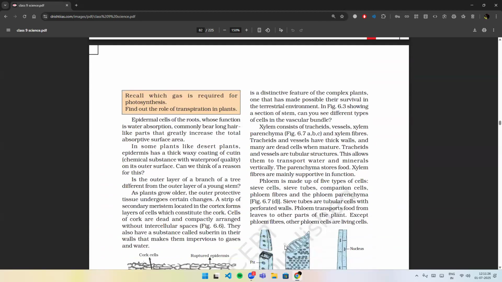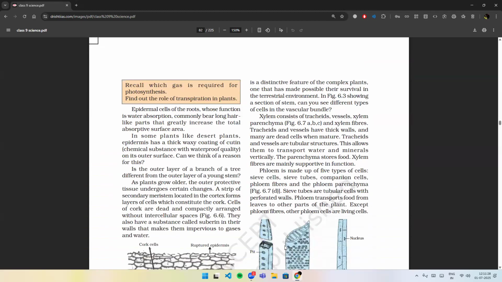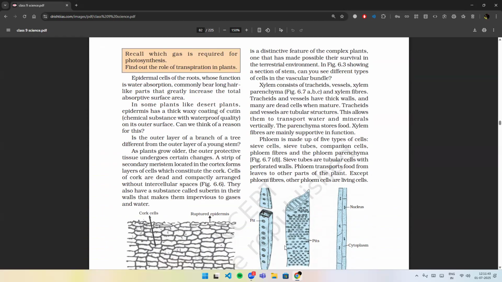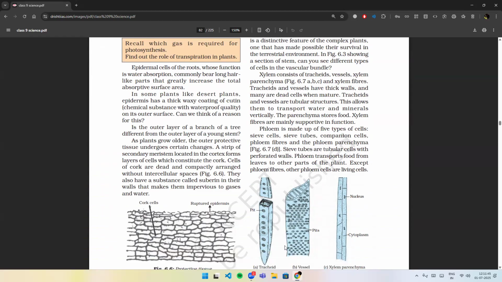Recall which gas is required for photosynthesis. Find out the role of transpiration in plants. Epidermal cells of the roots, whose function is water absorption, commonly bear long hair-like parts that greatly increase the total absorptive surface area. In some plants, like desert plants, epidermis has a thick, waxy coating of cutin, a chemical substance with waterproof quality, on its outer surface. Can we think of a reason for this?